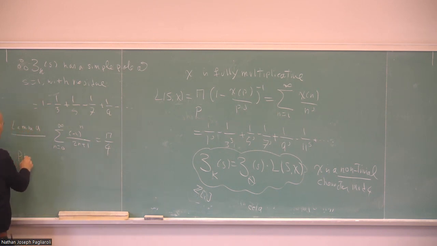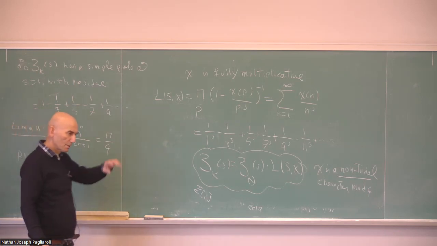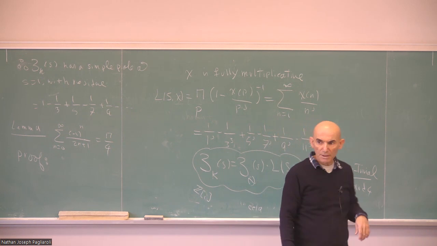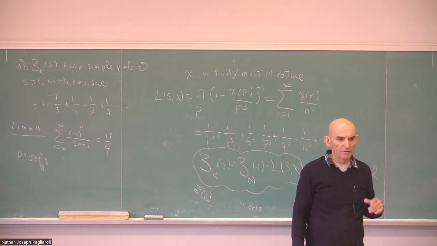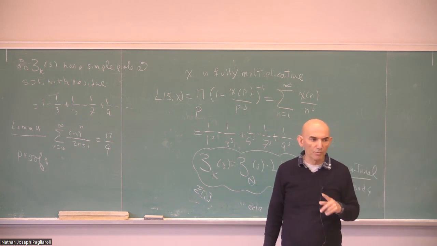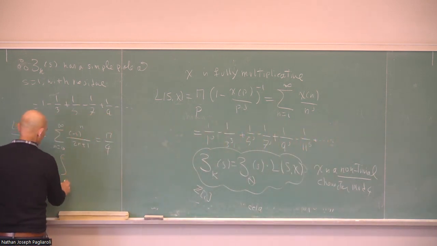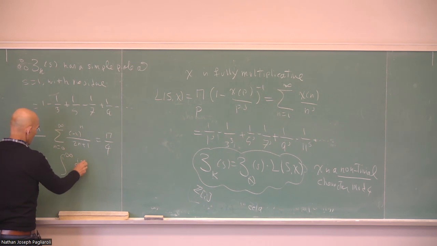Proof. How can we prove this? We can use the integral from 0 to infinity of dx over 1 plus x squared. Let's compute this number, dx over 1 plus x squared.